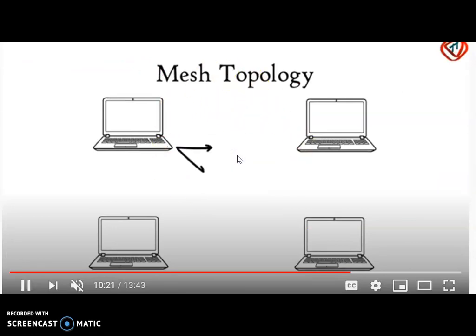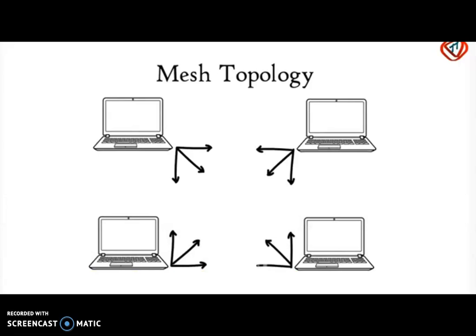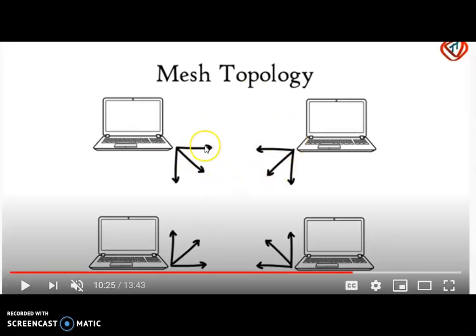In this mesh topology, see here, this is the example for the fully connected mesh topology. There are totally 4 computers. Each computer is establishing connections with the other computers on the network. So each computer has 3 dedicated connections with other computers. So totally there are 12. How many cables are needed? Totally 12 links are there. Okay, 12 cables are required to establish the connections between the computers.